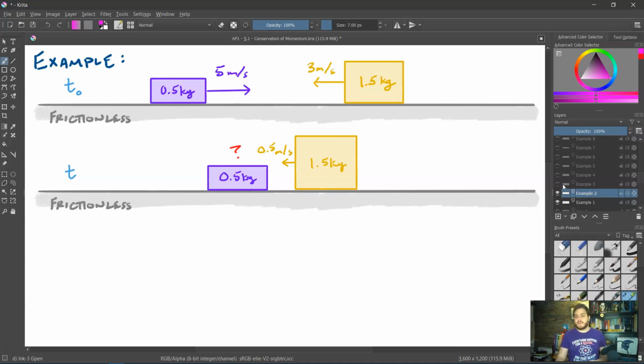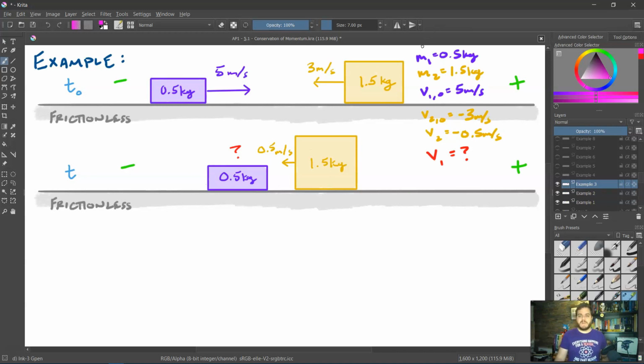Alright, so how can we go about doing this? Well, first, let's identify all of our givens. I've just written out our masses and our initial velocities and the final ones. We don't know the final velocity of block 1, which I'm calling the 0.5 kilogram. I'm calling block 2 the 1.5 kilogram. And you'll notice I put minus signs on these two velocities because momentum is a vector. So it's very crucial that we immediately define what is positive and what is negative. I'm going to say positive in this situation is to the right, and negative is to the left.